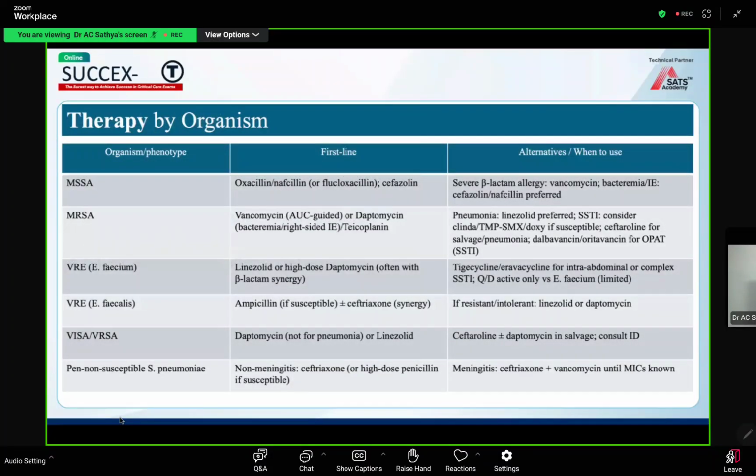So going by organism, again, as I said, for methicillin-sensitive Staph aureus, it's always cephalosporins which are useful, and the penicillins, extended spectrum penicillins. For MRSA, we have a multitude of drugs, including vanco, dapto, teico, and all that. For VREs, we can either use dapto or linezolid or ampicillin-ceftriaxone synergy, though not regularly because the susceptibility is going down. And for VISA, for vancomycin resistance, daptomycin or linezolid is preferred.